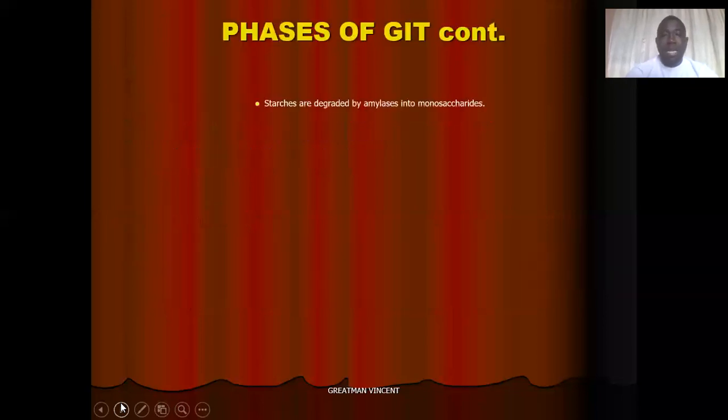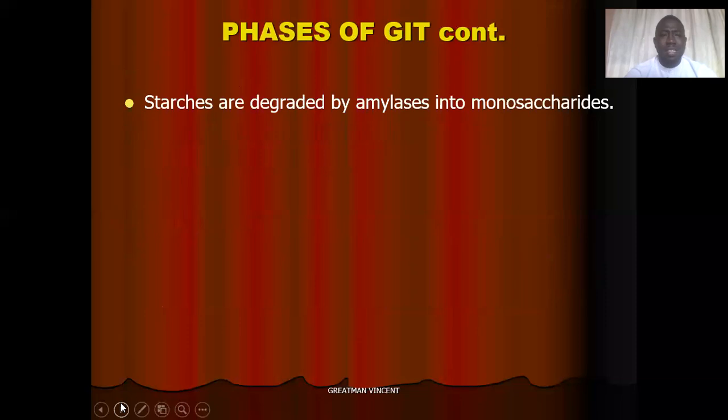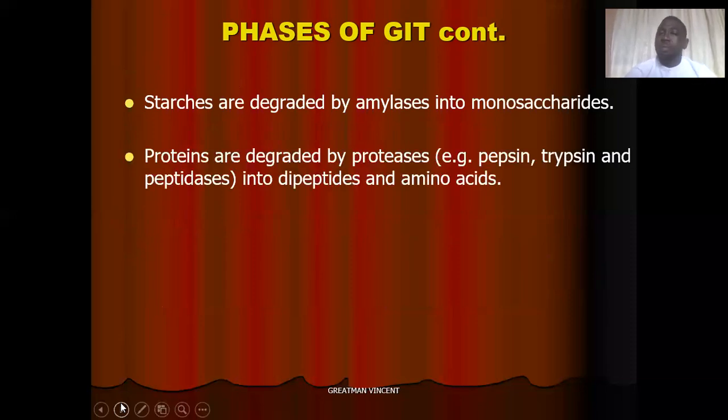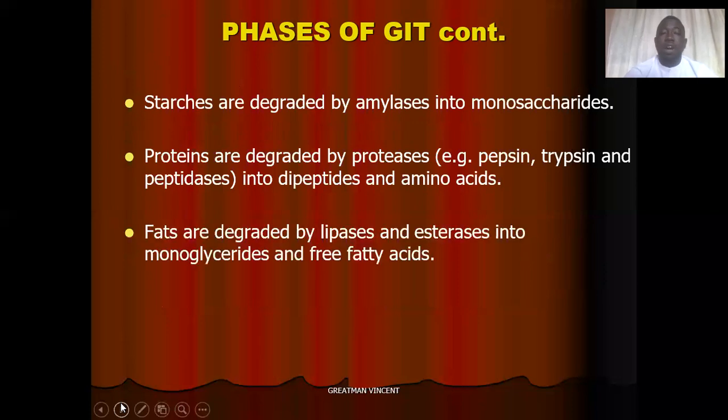You would also realize that at the end of the day, you can have starchy food that will be degraded by amylases into monosaccharides. You can also have proteins that will be degraded by proteases such as pepsin, trypsin, peptidases into dipeptides and amino acids. And then we also have some fatty food that will be degraded by enzymes like lipases and esterases into monosaccharides and then free fatty acids. So these are the digestive processes. And just as I said, we have a whole lecture on this aspect, digestion alone, that you want to go and have a view of.